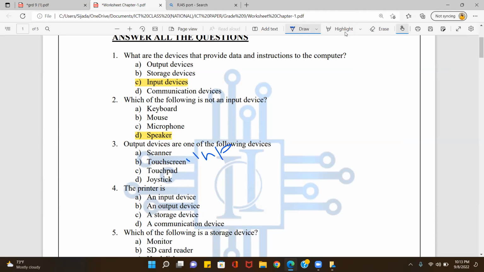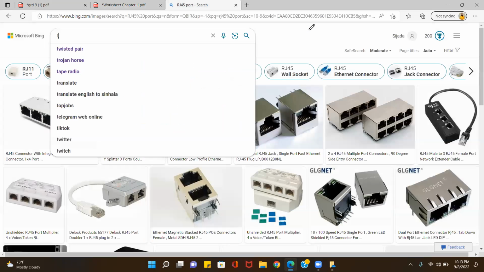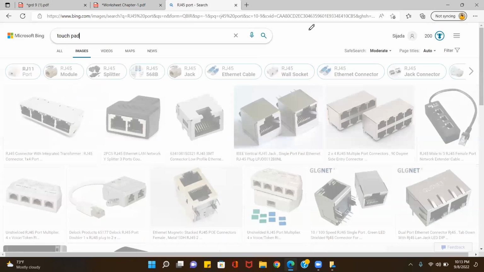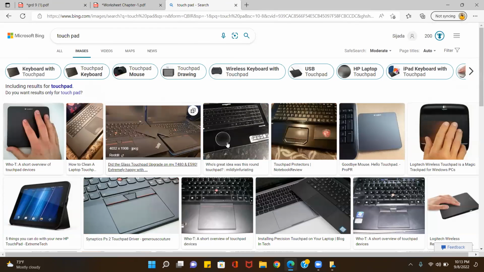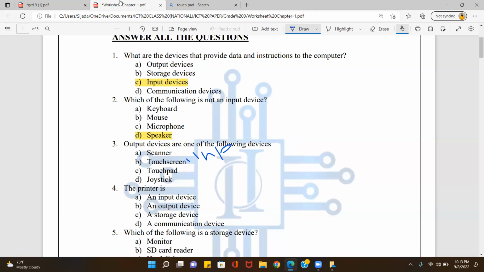Touchpad. I hope you all know what a touchpad is. Anyway, I will show you just to make things clear. On these laptops you have, this is called a touchpad. So the touchpad is used to give instructions to the computer. So that is input. Joystick.